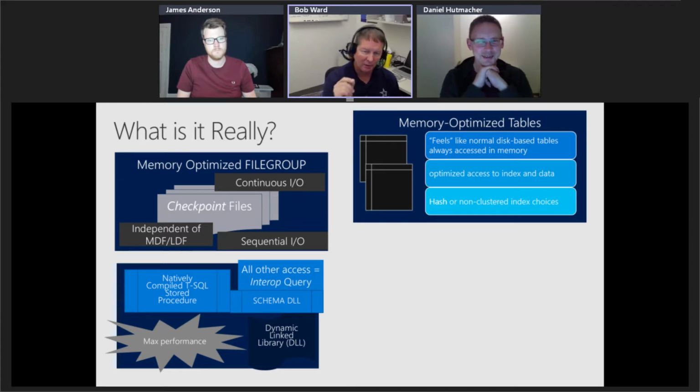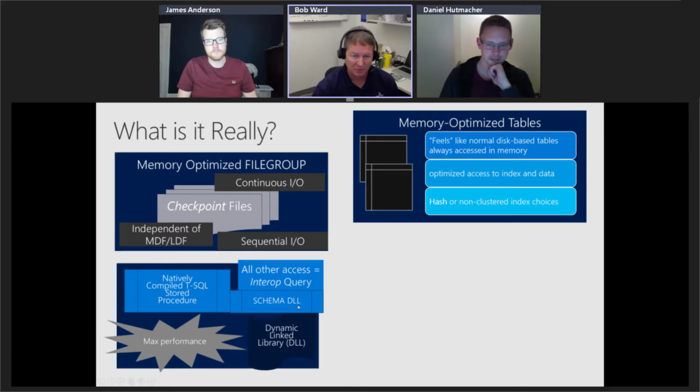Now, all our other access to these memory optimized tables, we call those interop queries. And what we mean by that is that you're going to run a standard SQL statement. It could be a stored procedure. It could be just an ad hoc query. And the SQL engine is going to run it, but it's going to know that you have a memory optimized table. And so we're going to call that an interop query.